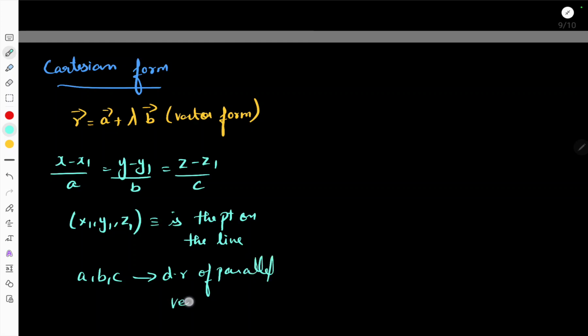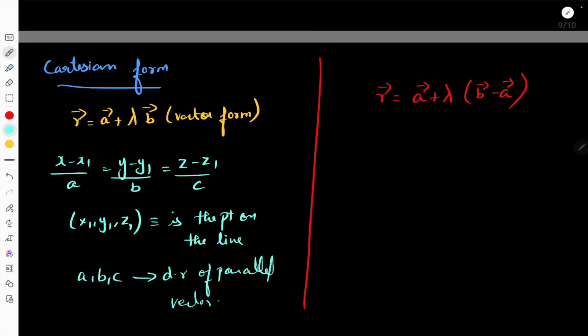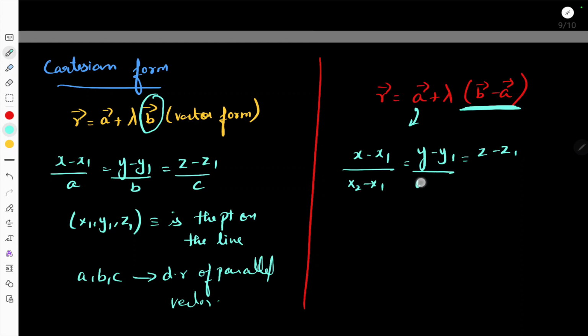Now the same thing here, we have R vector equal to A vector plus some lambda times B vector minus A vector. Now if we just compare this, here A vector is there, which means the point on the line, the numerator will not change: x minus x1, y minus y1, z minus z1. After lambda times B vector, the directional ratios of B vector we are writing here. Here lambda times B vector minus A vector is there, which means in the denominator we have to write the directional ratios of B vector minus A vector, which is x2 minus x1, y2 minus y1, z2 minus z1.